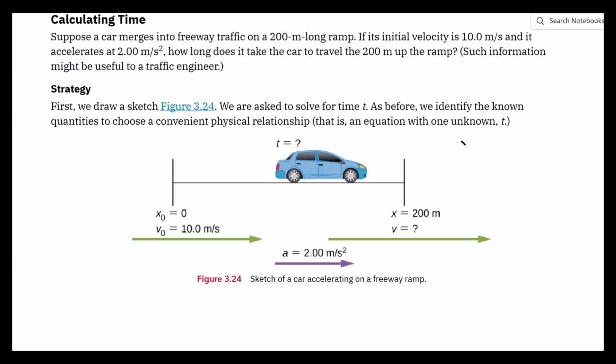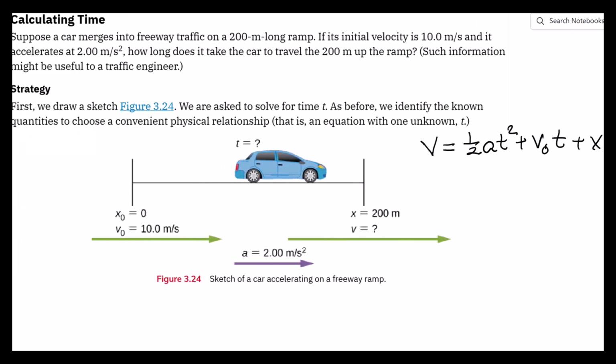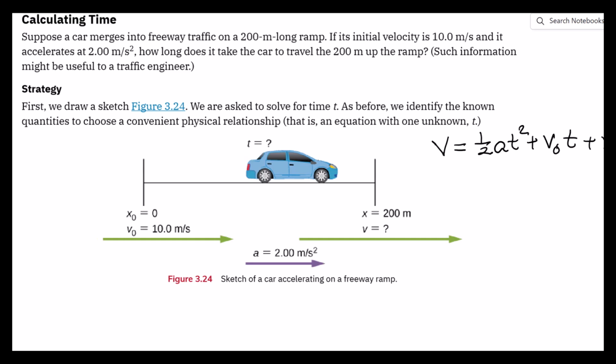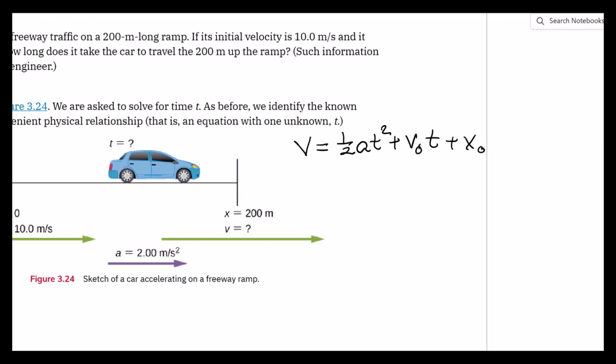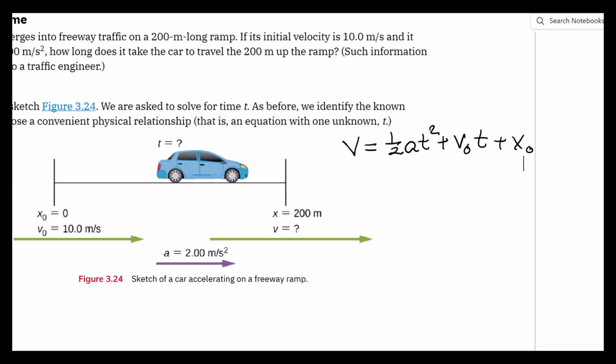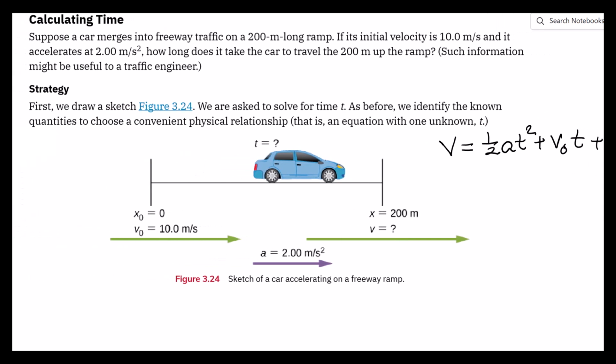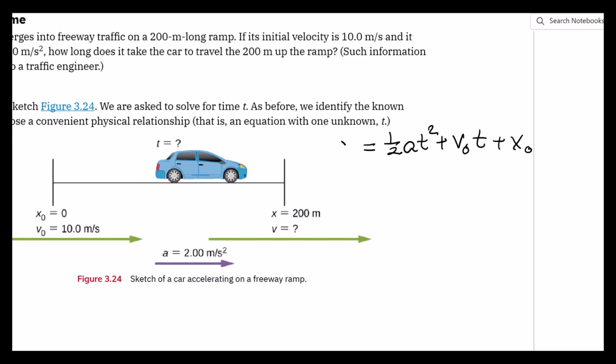So we have a car, we have a final position equals 1/2 at squared plus v naught t plus x naught. And let's see, he's got 200 meters to go, and his initial velocity is 10, and he accelerates at 2. And how long does it take for him to do that? Oh, I don't know why I called that v. That's supposed to be an x. Sorry, I wasn't paying attention. So final x.